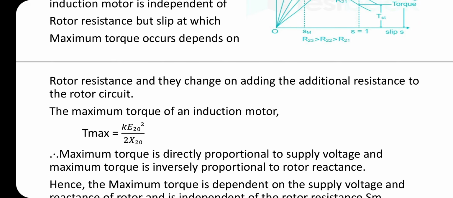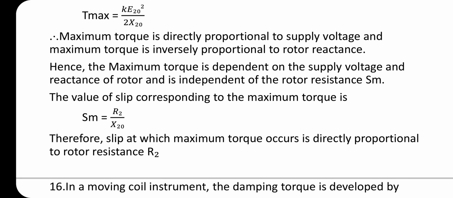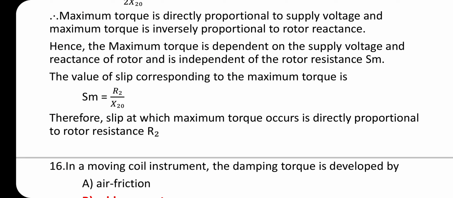The maximum torque of an induction motor Tmax equal to K E20 square divided by 2 X20. Therefore, maximum torque is directly proportional to supply voltage and inversely proportional to rotor reactance. Hence, the maximum torque is dependent on the supply voltage and reactance of rotor and is independent of the rotor resistance. The value of slip corresponding to the maximum torque is Sm equal to R2 divided by X20. Therefore, slip at which maximum torque occurs is directly proportional to rotor resistance R2.